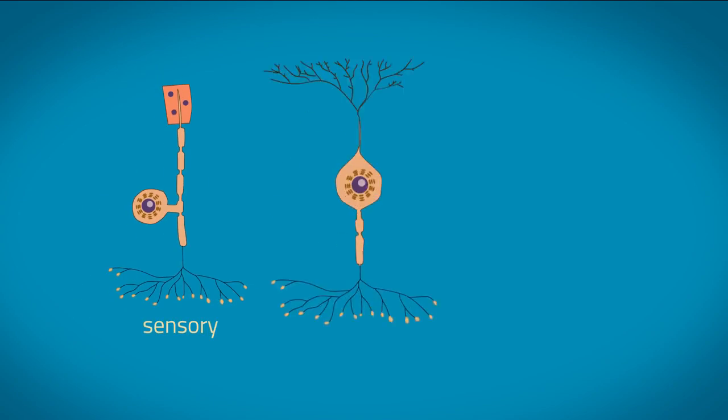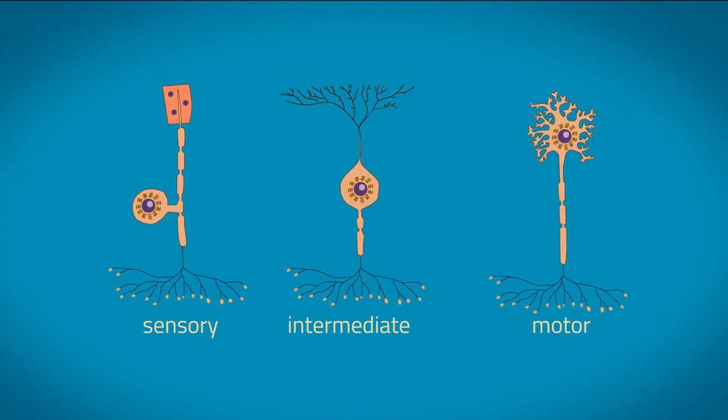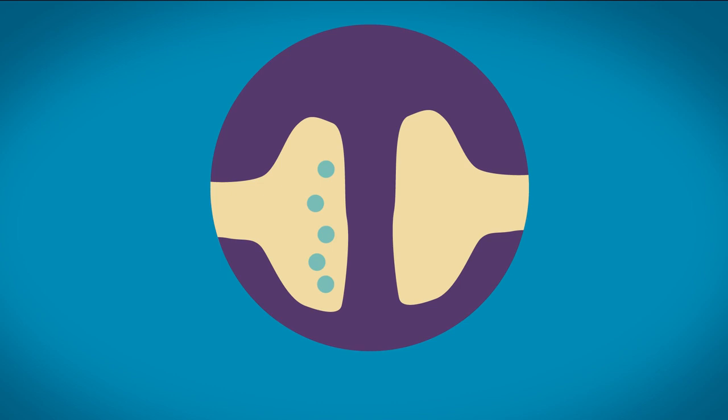So from this video, you should know that there are three different types of neuron, or nerve cells: the sensory neuron, which detects the signal, the relay or intermediate neuron, and the motor neurons, which trigger the response. You should also know how synapses work, transmitting the impulse between neurons.